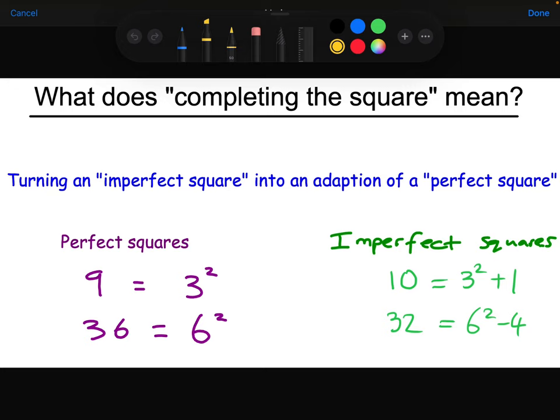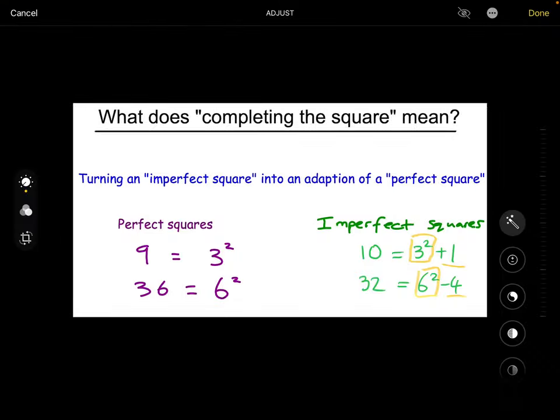But I can turn 10 into an adaptation of a perfect square because I can think of 10 as being a perfect square plus 1. 32, that is an imperfect square. But I can turn that imperfect square into an adaptation of a perfect square. I can take the perfect square of 36 and then subtract 4. So that's explaining perfect squares and imperfect squares and the process of turning an imperfect square into an adaptation of a perfect square numerically. Now let's have a quick look at that algebraically.